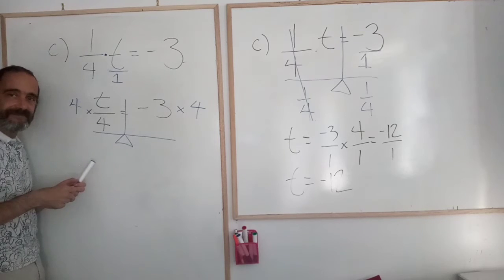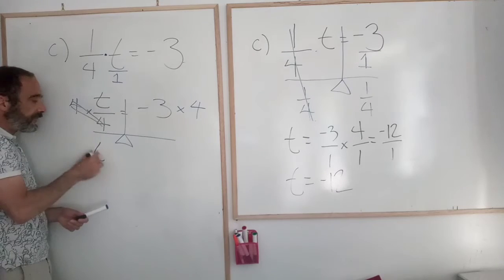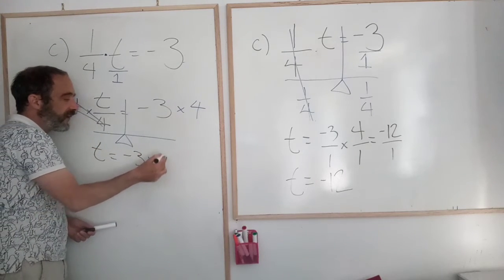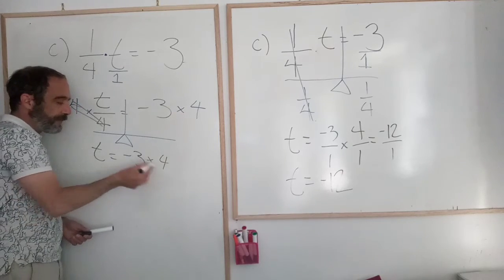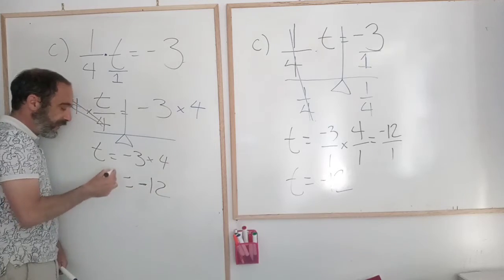Okay? These guys cancel where you can. And t is equal to -3 times 4. Negative times a positive is a negative, and 3 times 4, of course, is 12.